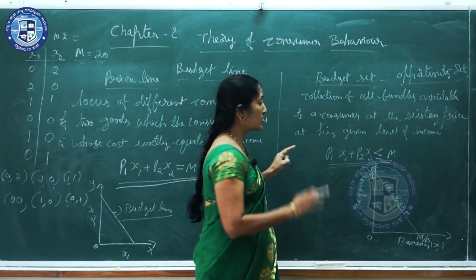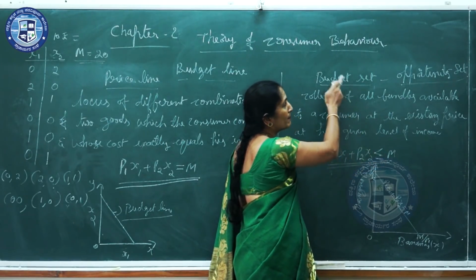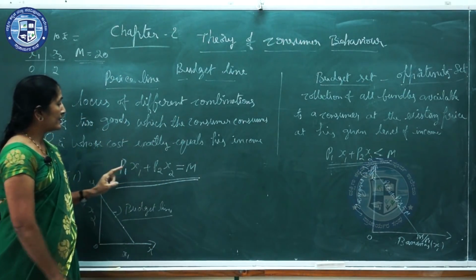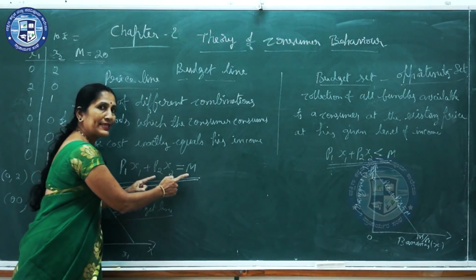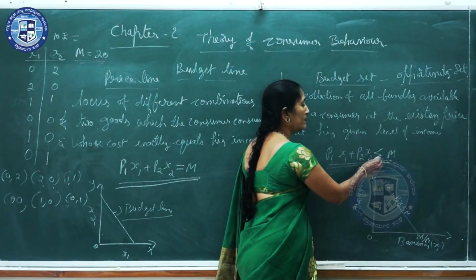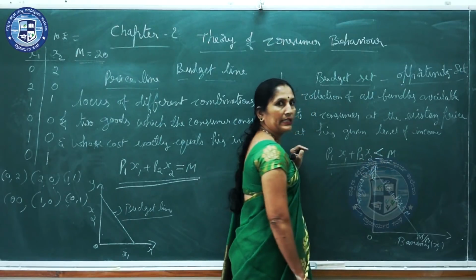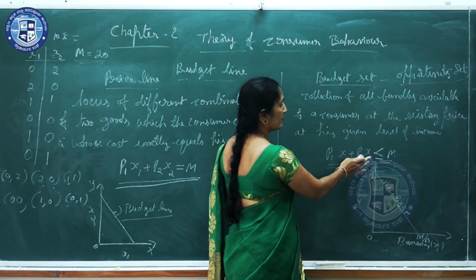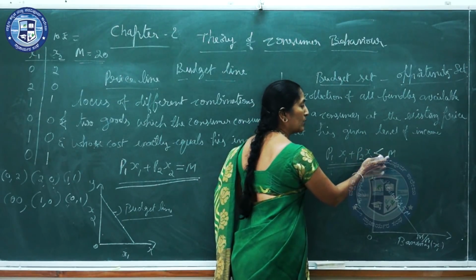That's why in the budget set the cost need not be equal to his money income, but in the price line or budget line, the cost or the price of the goods should be exactly equal to his income. Here, it need not be exactly equal, but below that income. The cost should be below or equal to his income. That's why we write P1 x1 plus P2 x2 is less than or equal to M.